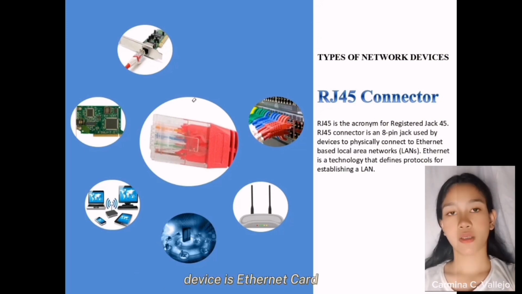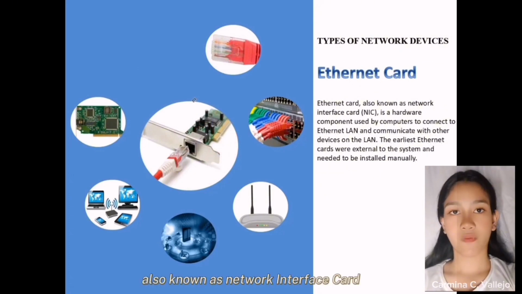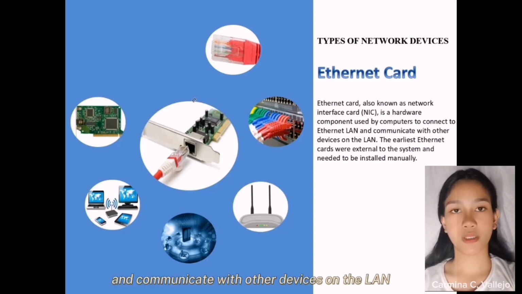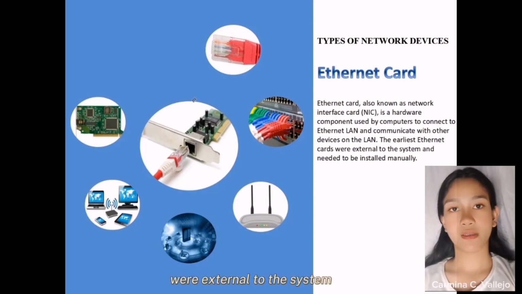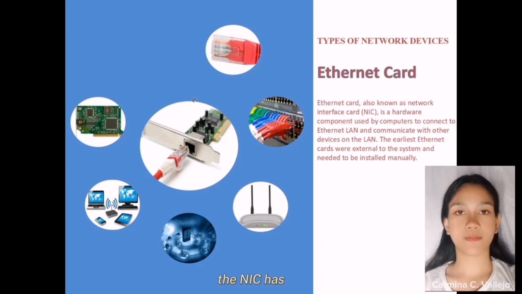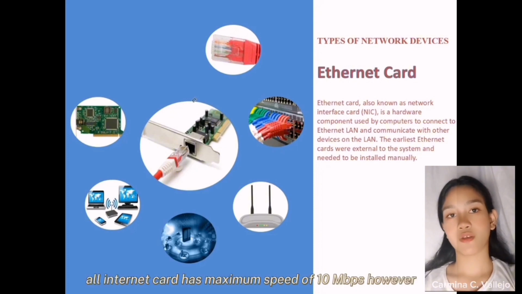The next network device is the Ethernet card. An Ethernet card, also known as a Network Interface Card (NIC), is a hardware component used by a computer to connect to an Ethernet LAN and communicate with other devices on the LAN. The earliest Ethernet cards were external to the system or needed to be installed manually. In a modern computer system, it is an internal hardware component. The NIC has an RJ45 socket where the network cable is physically plugged in. Ethernet card speeds may vary depending upon the protocol it supports. Old Ethernet cards had a maximum speed of 10 Mbps.